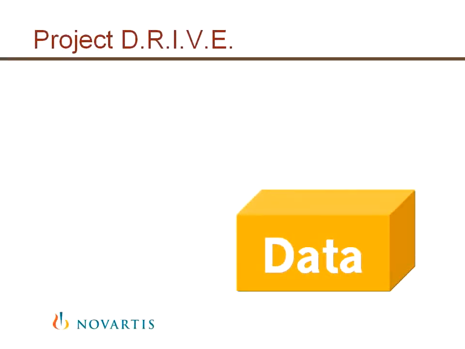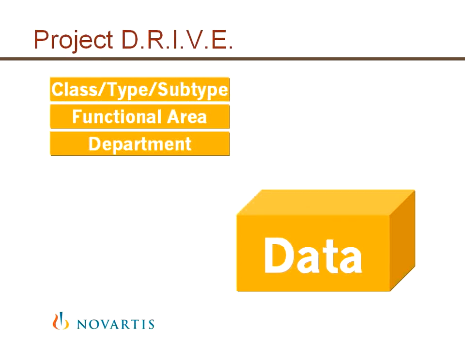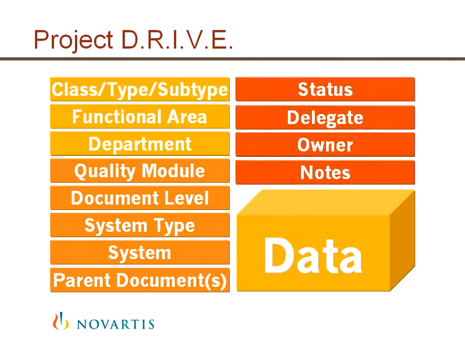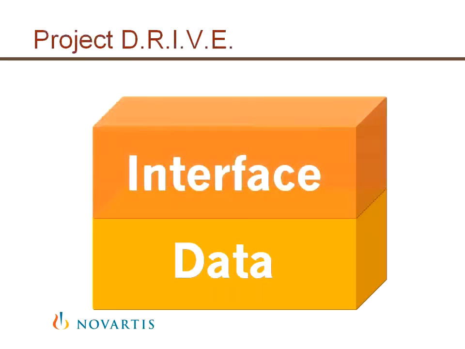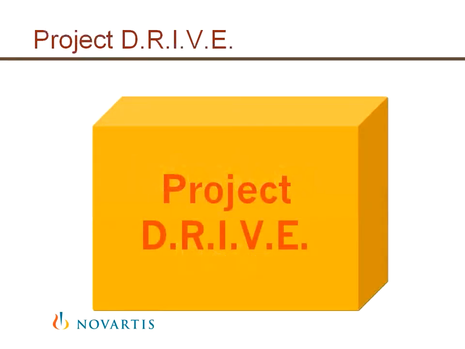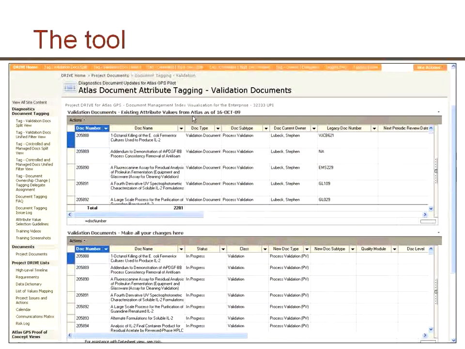By assigning values when appropriate to the existing and new attributes and to the additional fields, you'll assist us in updating the attributes for the documents in Atlas. As soon as all the document owners have provided the data, we'll be able to move on to the second phase and complete Project Drive. In the next section, we'll introduce the tagging tool to you and show you how to get started. This concludes Module 1.